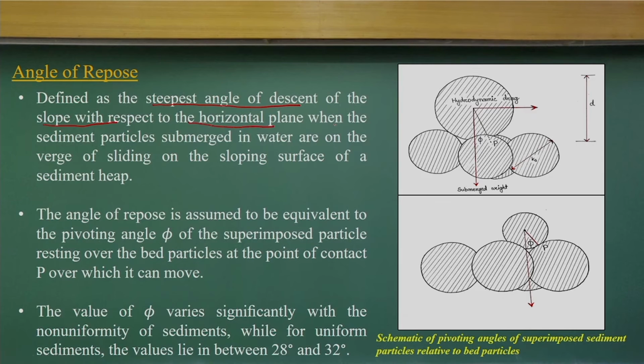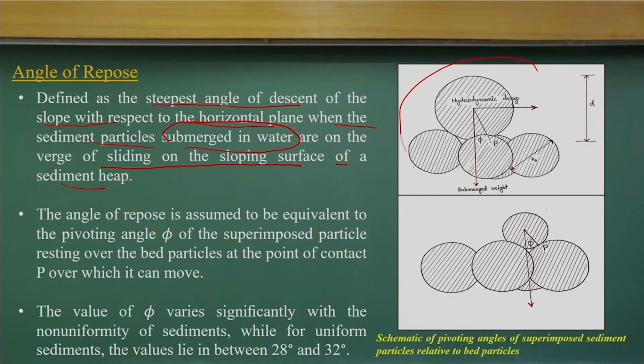When the sediment particles are submerged in water, they are on the verge of sliding on the slope surface of a sediment heap. You can conduct a similar, very simple experiment. Take a container, fill it with sand, create a heap, and look at what angle it can maintain. Or, looking microscopically at the sand particles, there is a hydrodynamic drag and a submerged weight, and the balance between them defines the angle of repose.